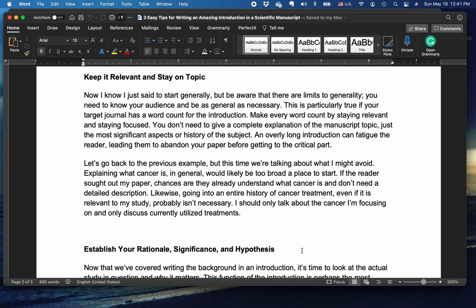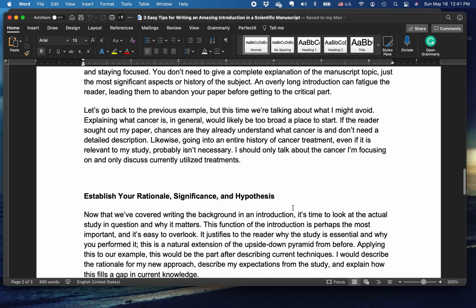Stay relevant, stay focused. You don't need a complete, exhaustive explanation of your topic, just the most significant aspects of the background. An overly long introduction can tire your reader out, and they may abandon the paper before they get to your results, to the meat.